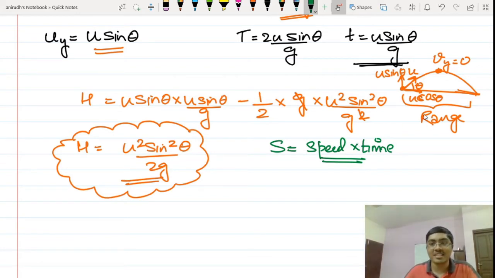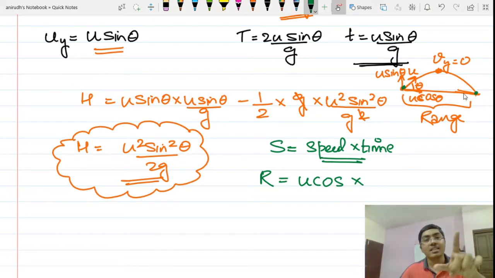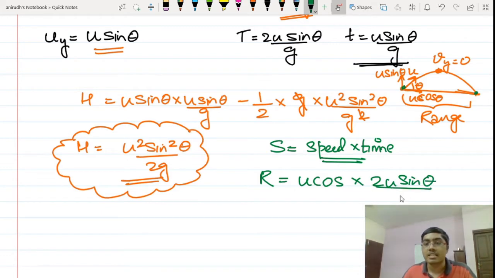And definitely, what is this distance here? This is the range. So that range R is equal to, what is the speed in the horizontal direction? u cos theta, which is going to transfer this from this point to this point in the horizontal direction, multiplied by time. What is the time taken for the body to go from here to here? It is the time of flight, the total time that it takes to cover from the initial position to the final position, that is 2u sine theta by g.